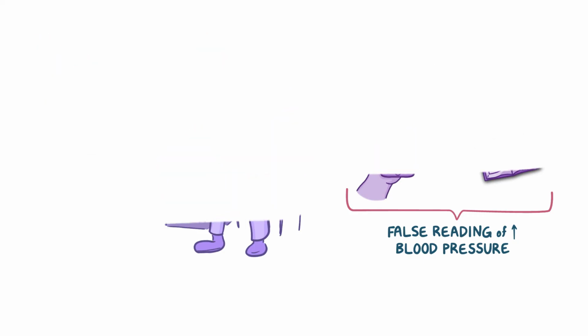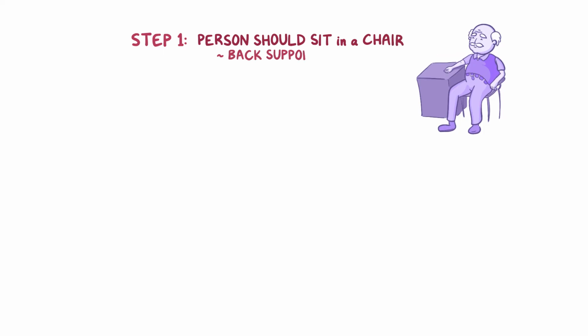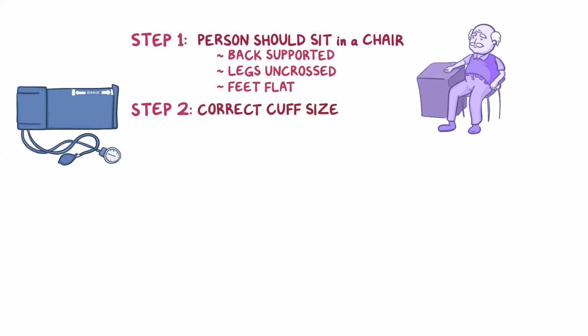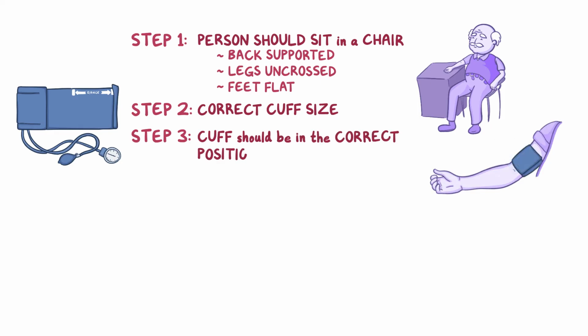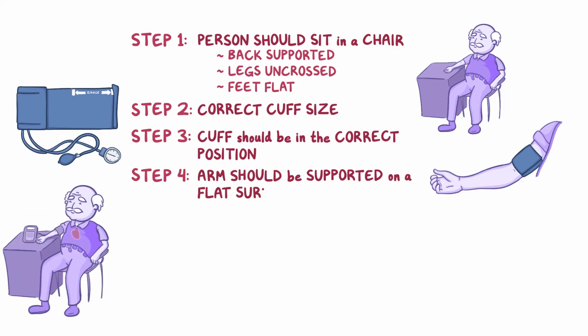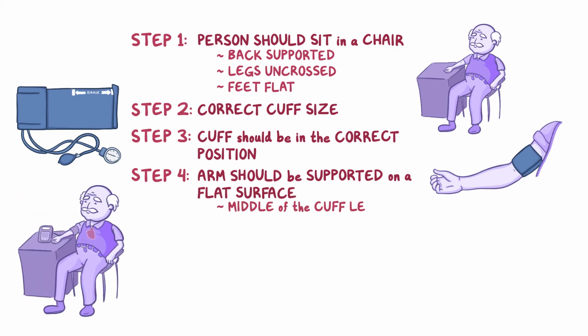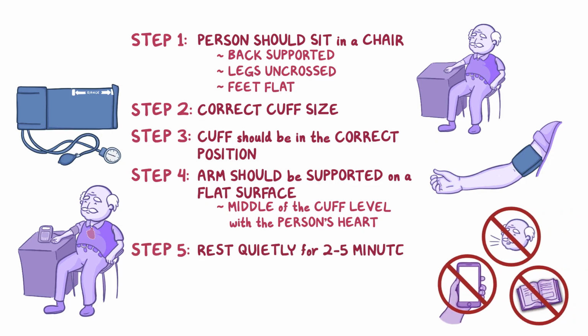So, let's recap. Step 1. The person should sit in a chair with their back supported, legs uncrossed, and feet flat on the floor. Step 2. A correct cuff size should be chosen. Step 3. The cuff should be put in the correct position. Step 4. The arm should be supported on a flat surface with the middle of the cuff level with the person's heart. And step 5, the person should rest quietly for 2 to 5 minutes before and during the blood pressure measurement.